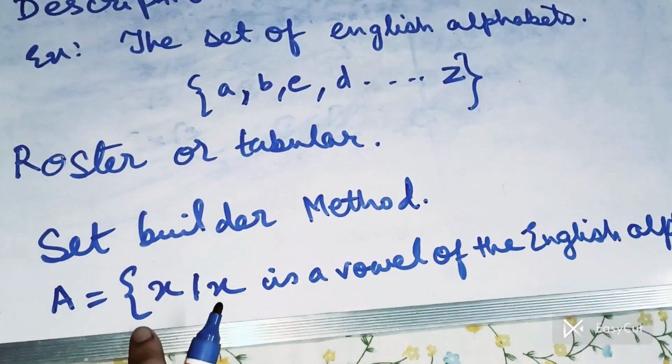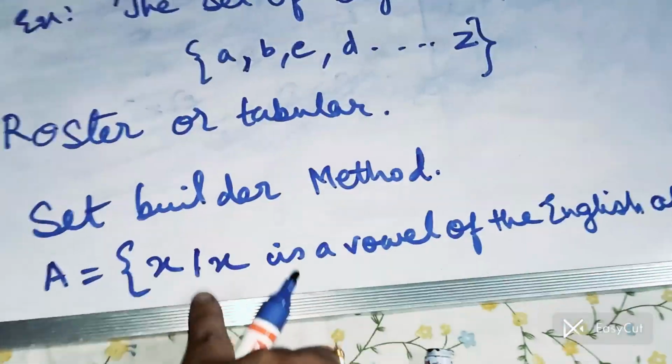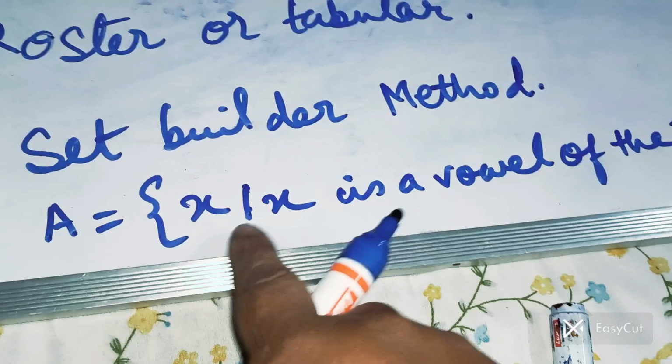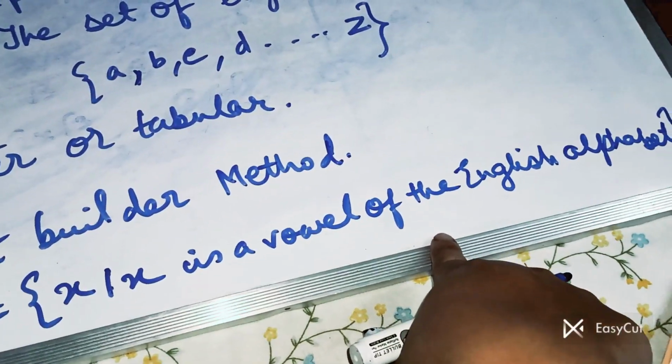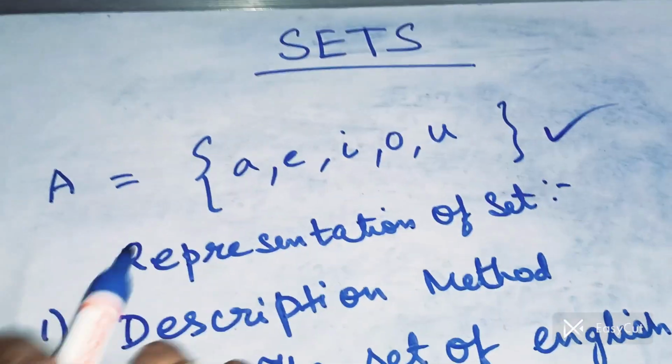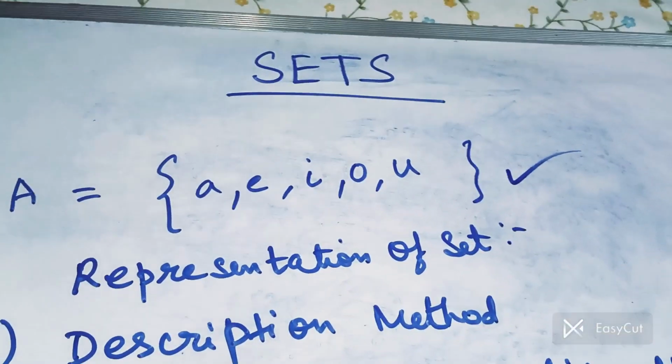Same thing we have to write. We have to write just in the curly bracket X such that X. This is the way of writing. X such that X is a vowel of the English alphabet. So here if we write this one only, A, E, I, O, U is the representation of the set.